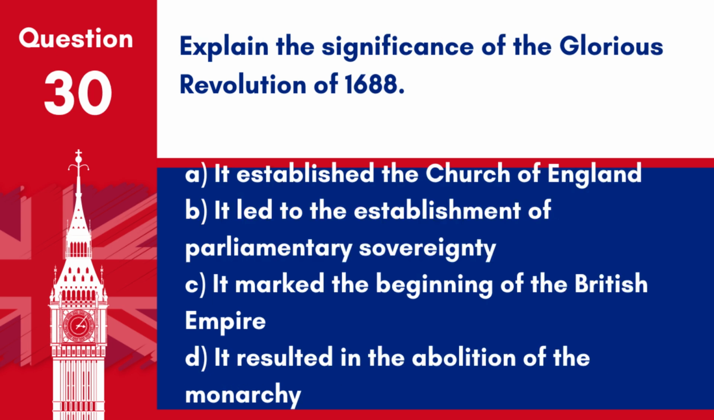Question 30. Explain the significance of the Glorious Revolution of 1688. A. It established the Church of England. B. It led to the establishment of parliamentary sovereignty. C. It marked the beginning of the British Empire. D. It resulted in the abolition of the monarchy. Answer: B. It led to the establishment of parliamentary sovereignty. The Glorious Revolution of 1688 was significant for establishing parliamentary sovereignty over the monarchy.